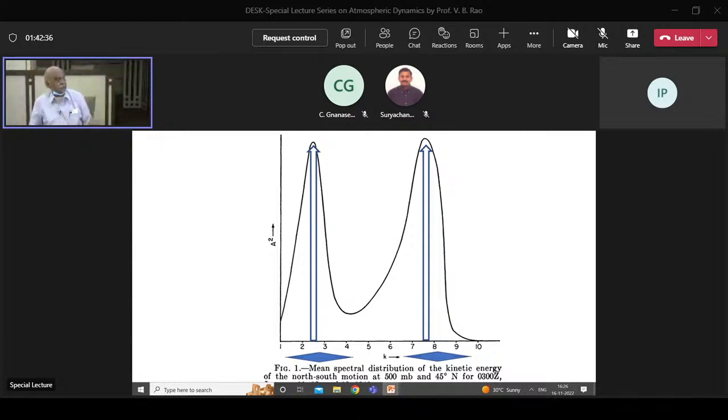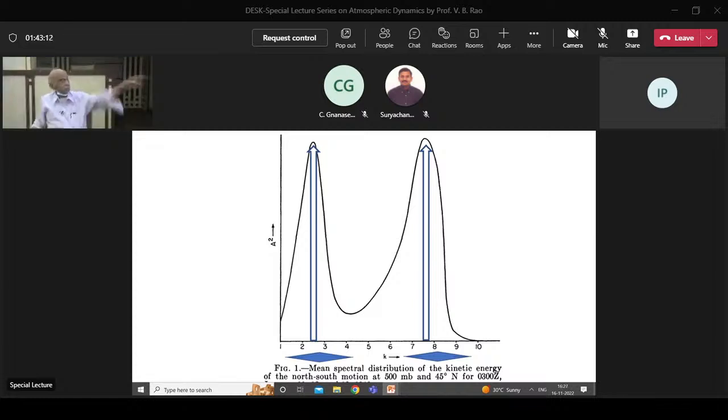He reported the wave number on the x-axis and the amplitude square. If the wind is V, the amplitude is V, and V square gives kinetic energy. So amplitude square gives the energy, that is A square. You see, there are two clear peaks: one between 2 and 3, and another between 7 and 8.